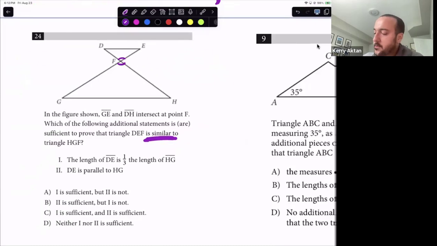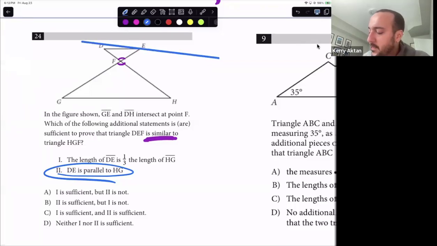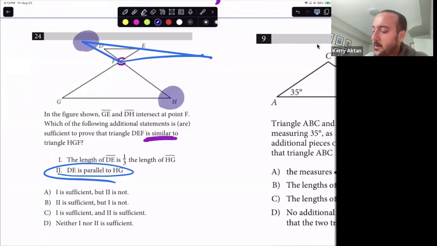Now, I had a student yesterday, really smart student. He said that DE and HG being parallel doesn't matter. I gotta push back on that because look, imagine if this line was like this. Doesn't that throw off every single angle here? In other words, is that angle corresponding to that anymore? Nah, it's dead in the water.